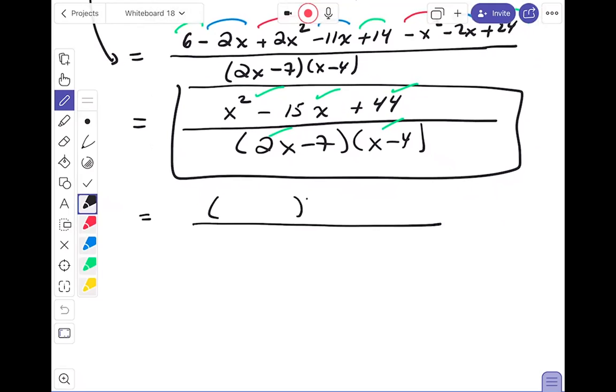Put that down for you. And that would be x and x. And 44, I'm saying like 4 and 11, right? And minus minus. Worked out beautifully. What happens here? Well, the x minus 4 cancels off. And that's how they got that final answer.